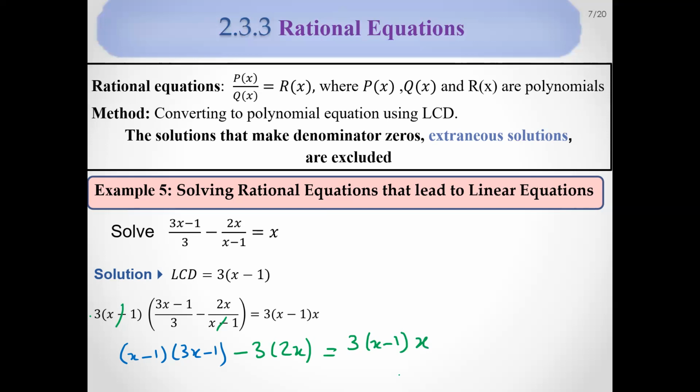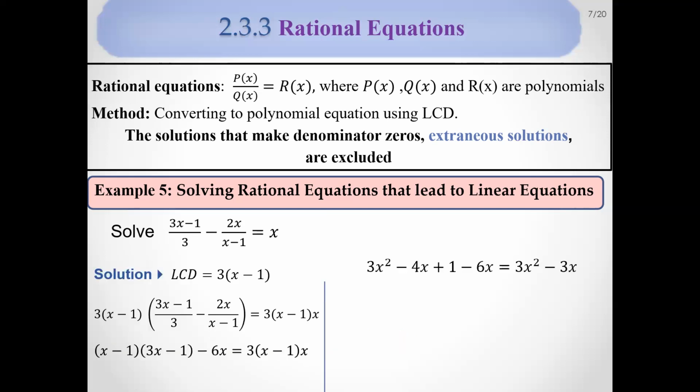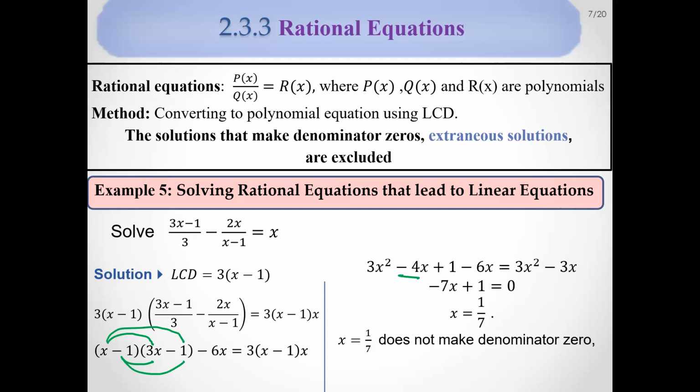Okay, and then I expand and I simplify what I obtain. So I expand here 3x squared minus x minus 3x from here minus 4x minus 1, and so on. We write it in standard form. We check whether it makes the denominator 0. No, because the only problem is when x is 1, so we have to exclude 1. So no extraneous solution. This is our solution.